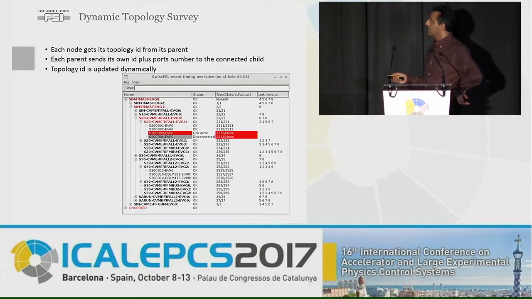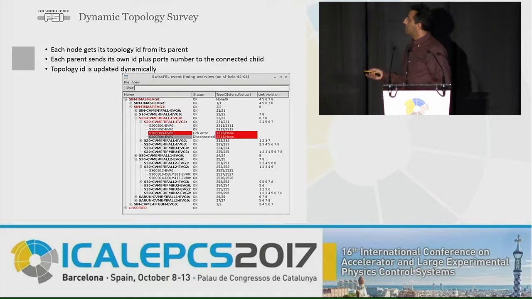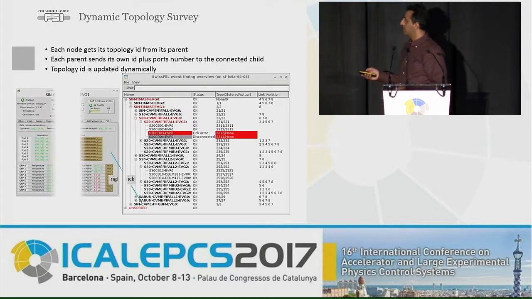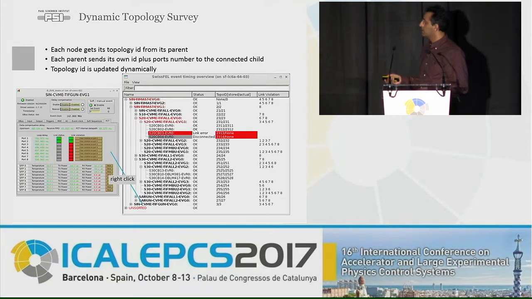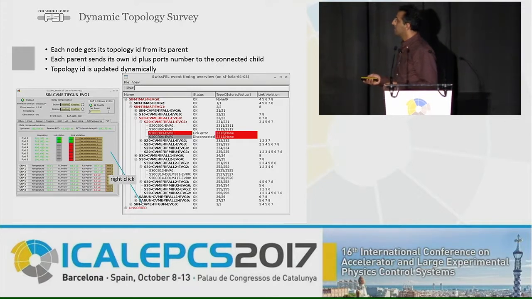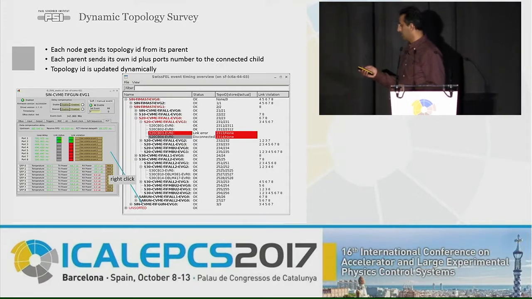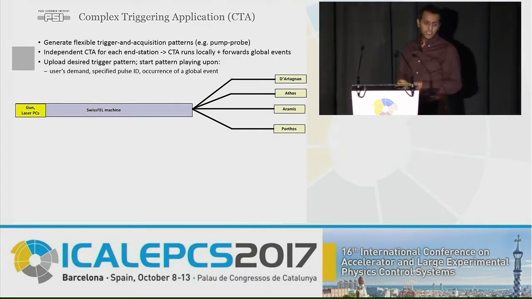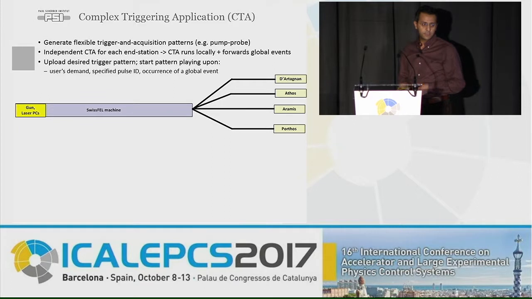We know the device names from our inventory database, and we know the topology ID, so we can dynamically build the tree, and we can even save the previous topology and see if anything has been changed in between. And by clicking on this tree, we can get to the components and diagnose the component with the parameters.